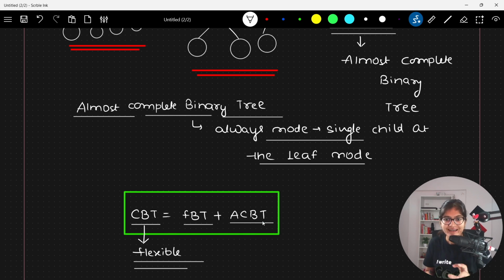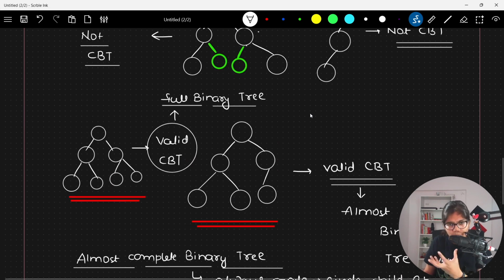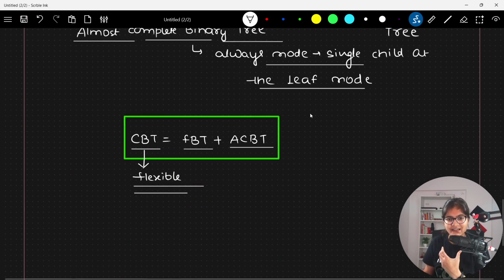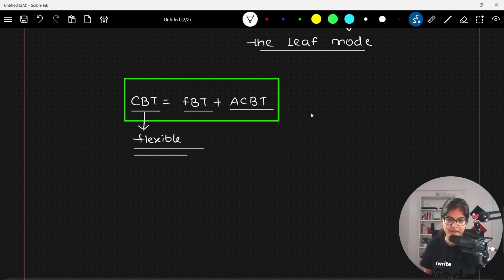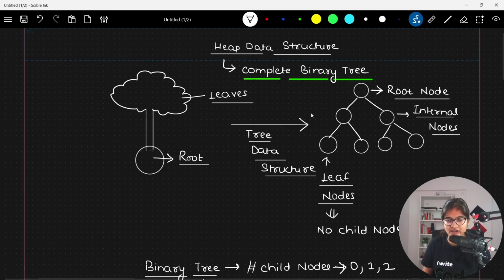Almost complete binary tree is again a strict version, which says that the last level node should contain a single value or single child node, right? So a composition of both of them, either it be an FBT or ACBT, both will compose a CBT. So CBT is a flexible version, I would say. Now, whenever we are talking about the heap based data structure, it's a complete binary tree.